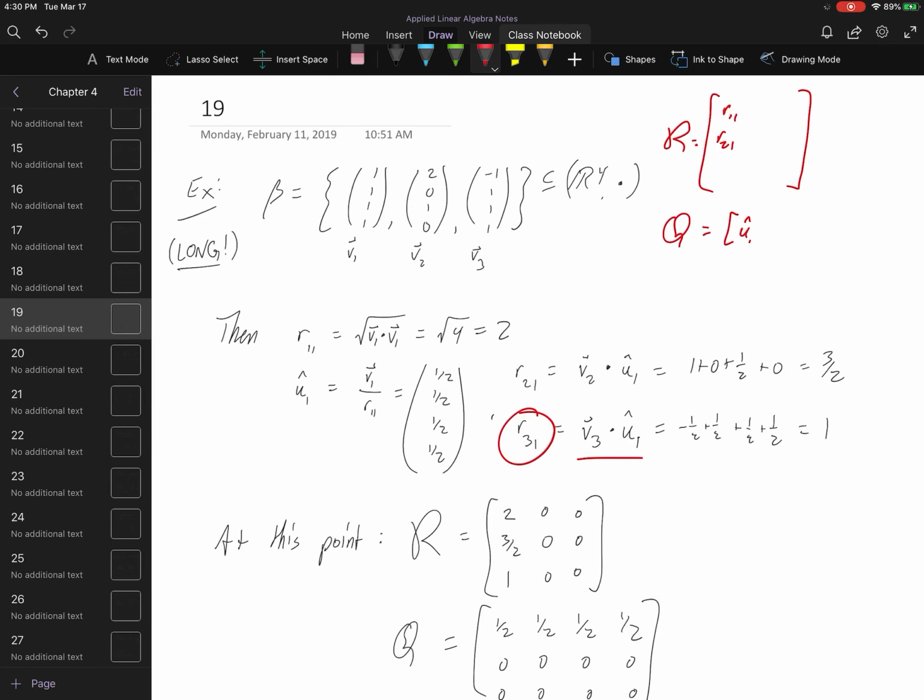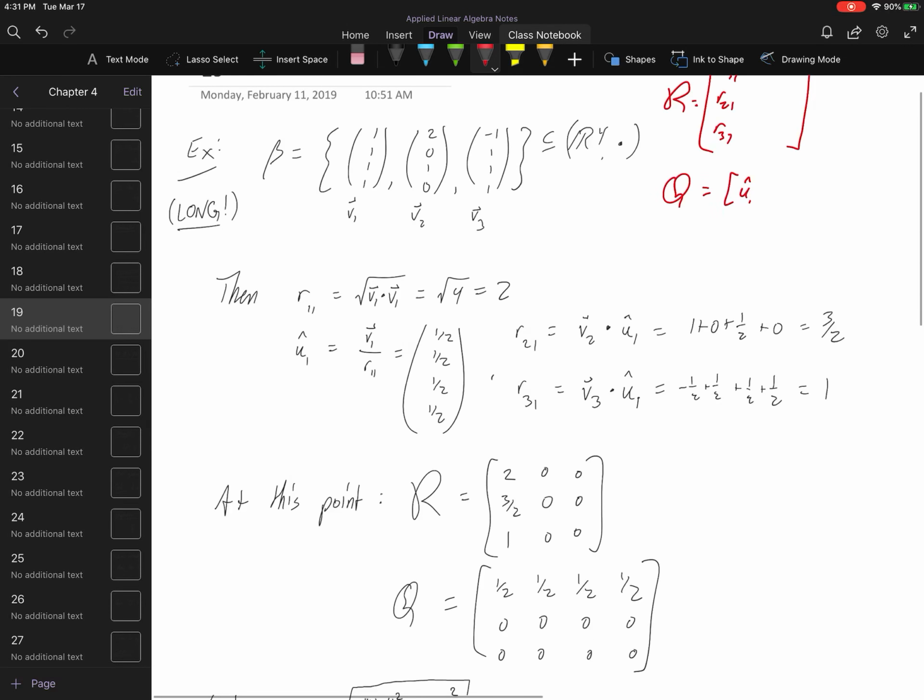And I can also fill in R31. Right? It's the inner product of V3 with U1 hat. And V3 is sitting over here. I dot that with this vector down here, and I wind up with a grand whopping total of 1. How about it? So I now have filled in R31. I have filled in an entire column of R just off of figuring out the first orthonormal, or first unit vector in my orthonormal set that I would like to construct.